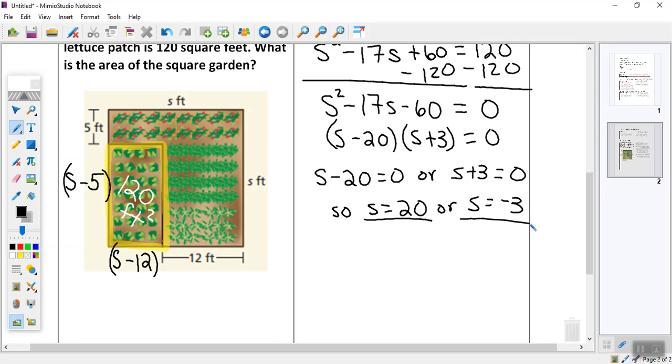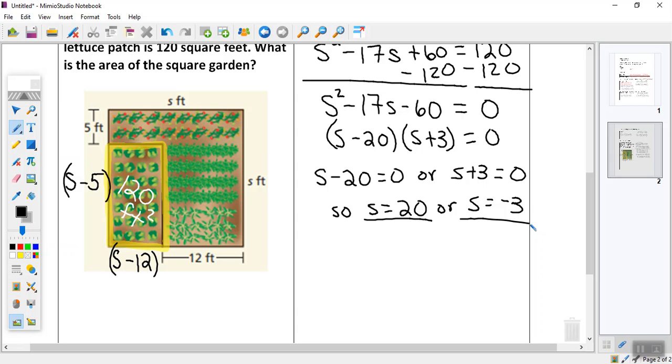Now, kids, go back to the question. What's the question in this real-life example really asking you? The area of the whole garden. In other words, a whole length of s times a whole width of s. Kids, what are possible s values here again? 20 and negative 3. Now, think about this. If we're talking about dimensions in the real world, would it ever make sense that, hey, I planted a garden, it's negative 3 feet by negative 3 feet? Would that make any sense? It could, but I don't think that you're going to grow very much.